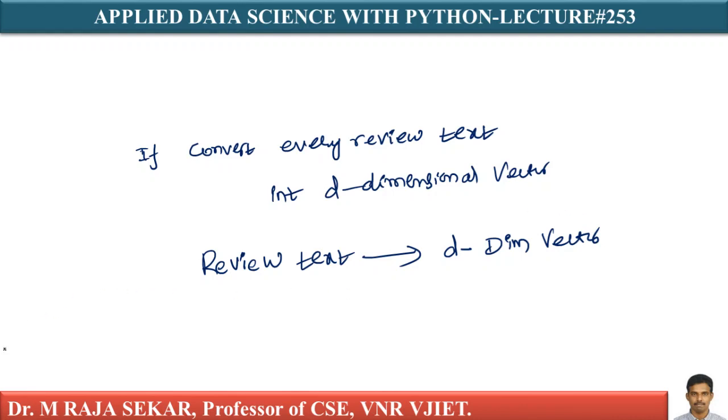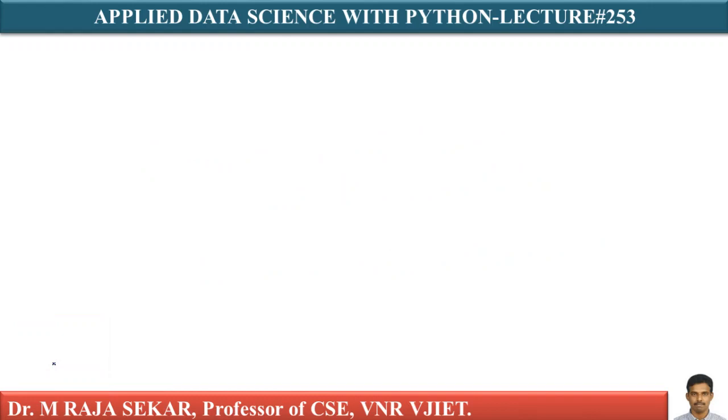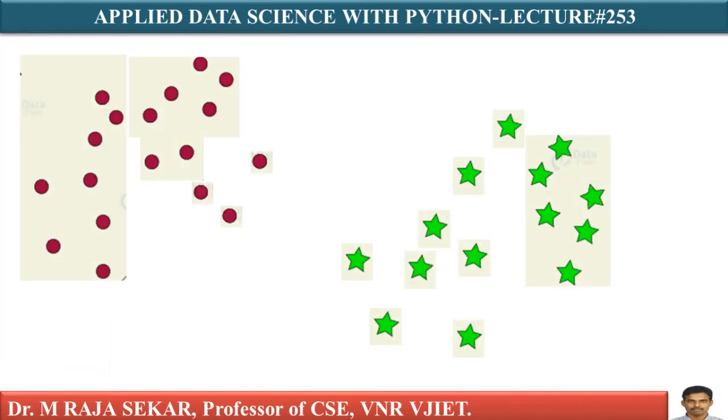Suppose all of my vectors are like this, and each point represents a vector. This is a vector, this is a vector, this is a vector. All these points are representing vectors. Each point here represents a d-dimensional vector, or a d-dimensional representation of a review.